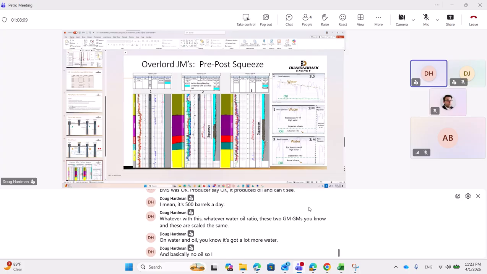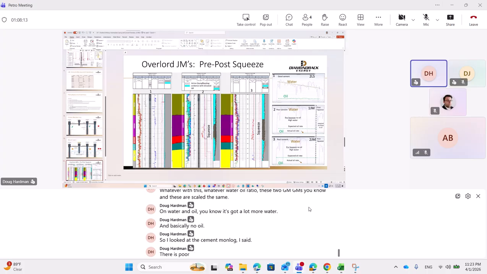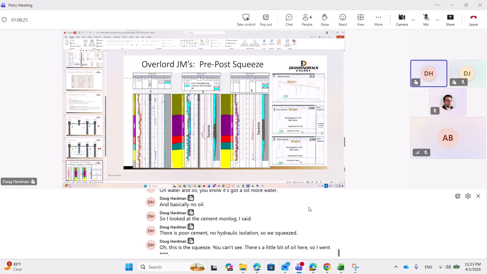So I looked at the cement bond log. I said, there is poor cement, no hydraulic isolation, so we squeezed. This is the squeeze. You can see there's a little bit of oil here. So I went, fuck. Sorry, excuse my language.